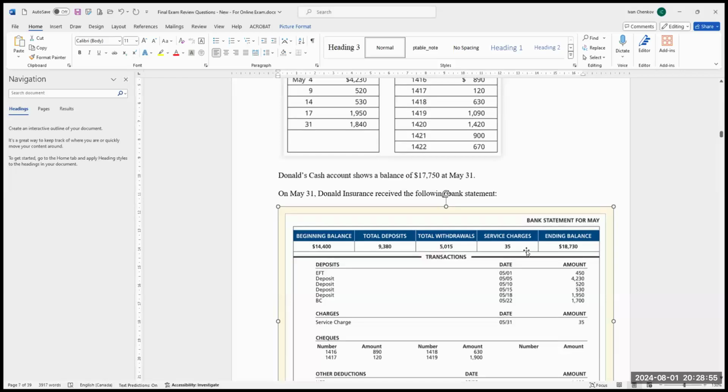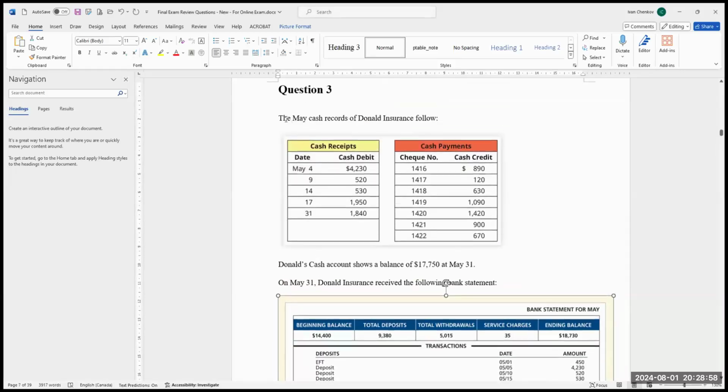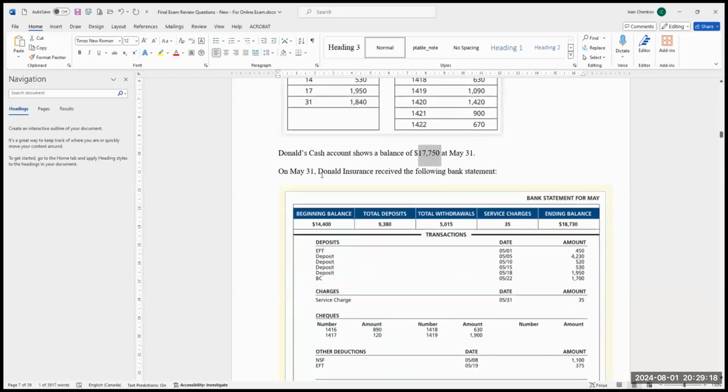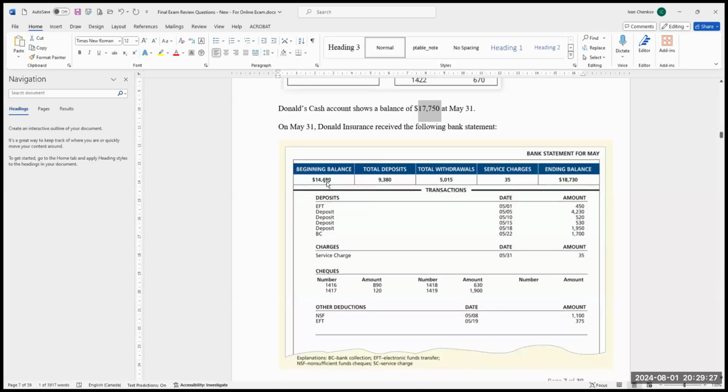First things first, let's observe the information very quickly. We have to do the bank reconciliation for the month of May. We have the cash records, which is the cash coming in, cash going out. Our cash account shows a balance of 17,750 at May 31st. This company received the following bank statement: beginning balance for the bank for May, deposits, withdrawals, money taken out from our bank account, service charges, and the balance.